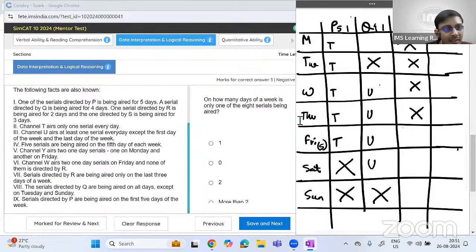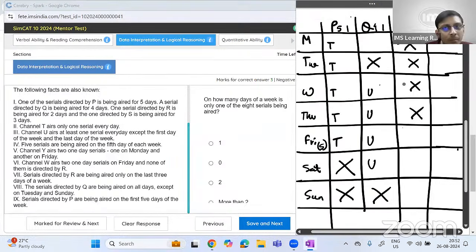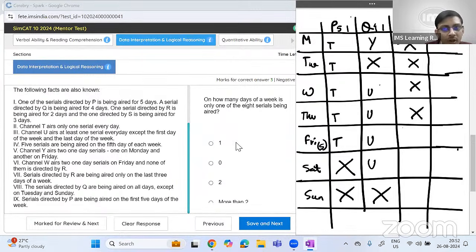That seems clear. It won't be Y and W, so cannot be T, only one. So this should be U. Now Y is two 1 day serials, one on Monday, one Friday. We need a 1 here for Q, so I think this should be Y. And okay, what else?